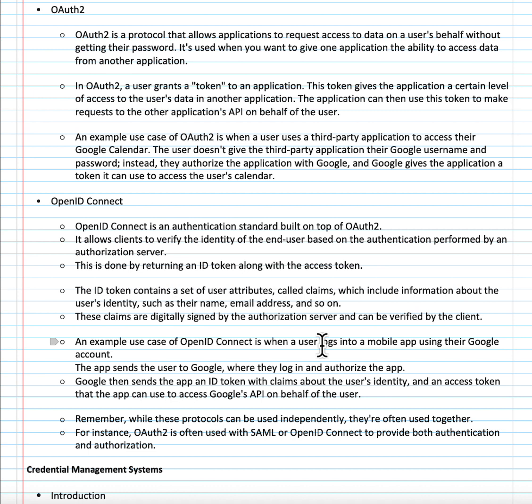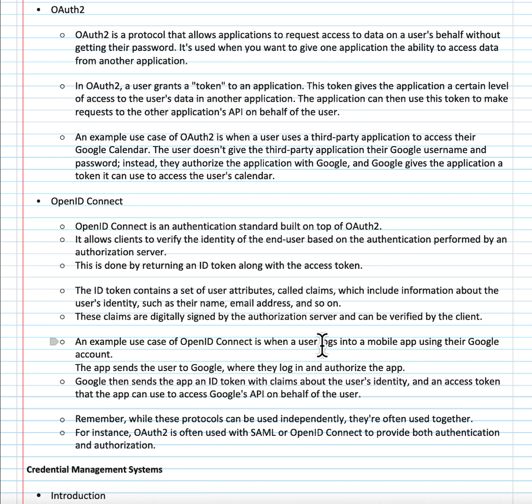Okay, so how does this work? We'll give you an example. You have a user that logs into a mobile app using their Google account. The app then sends the user to Google. This has happened numerous times to me. It happens all the time, right? This is where they log in and they authorize the overall app.